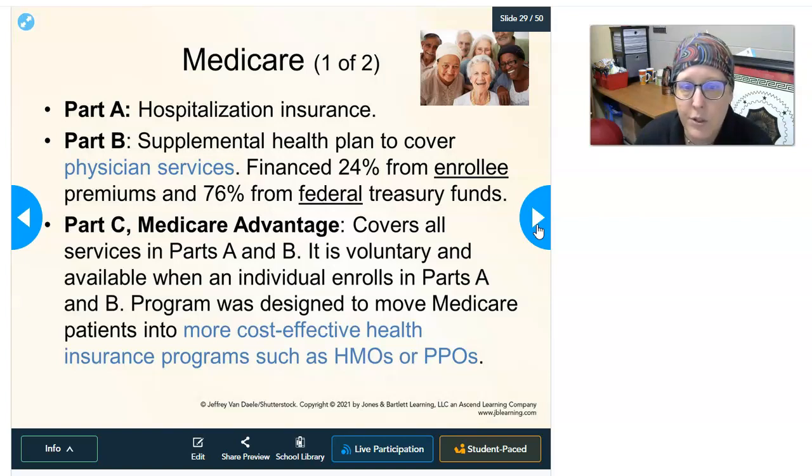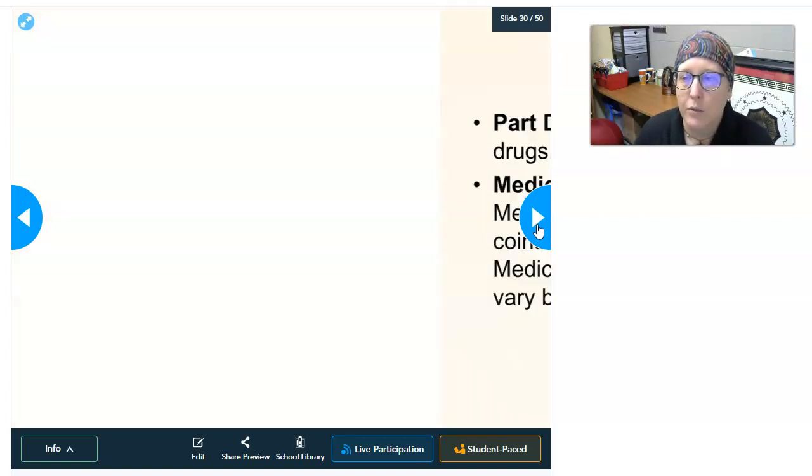It covers all the services in Part A and Part B. It is voluntary. It is available when you enroll in Parts A and B, and it is basically managed care for Medicare. So it's a more cost-effective health insurance program such as HMOs and PPOs, health maintenance organizations or preferred provider organizations. So again, it's more of a managed care model.